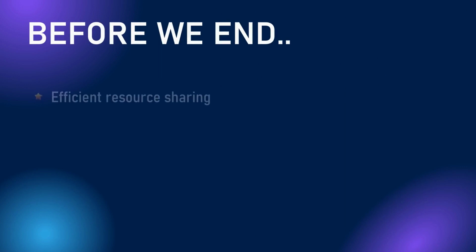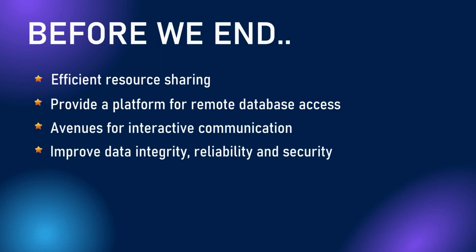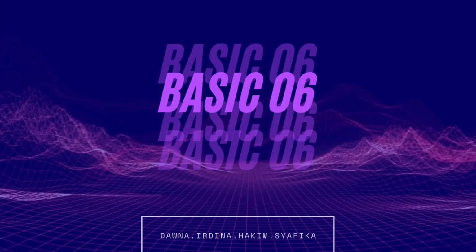Today, we have covered the types of computer networks, components, network topologies, data transmission, and its security. It is essential to note that computer networks are of utmost importance in our daily life, especially in urban areas. Computer networks enable efficient resource sharing, provide a platform for remote database access, avenues for interactive communication, and improve data integrity, reliability, and security. That is all from us.